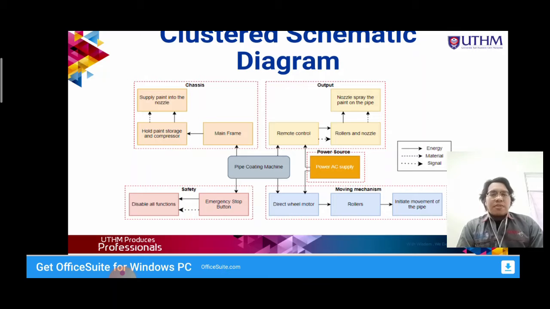And then the safety, we have an emergency stop button on the machine to disable all functions and shut down all the mechanisms, all the functions of the machine. And then the direct wheel motor. The direct wheel motor is located at the rollers, and the rollers will then initiate the movement of the pipe along the machine. Okay, so that's all from me. Next, we will continue to the next chapter, and thank you.